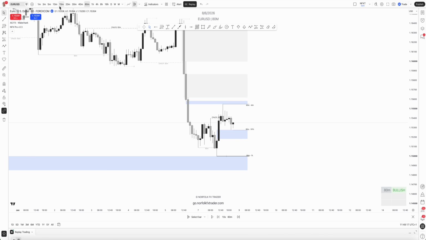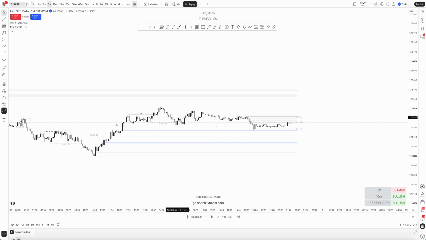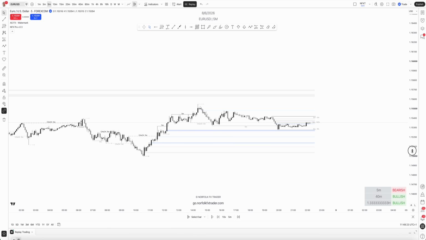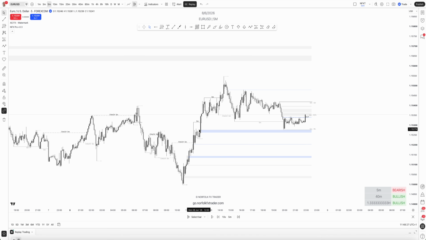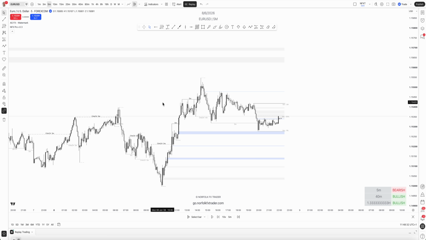So what I'd be doing now is looking down to my 5-minute chart, and I'll be looking for a reason to now go long. So right now, what do we have? Well, we've still got price currently in a bearish market. But that's how we want to see this right now, because we're looking for a reason to buy.